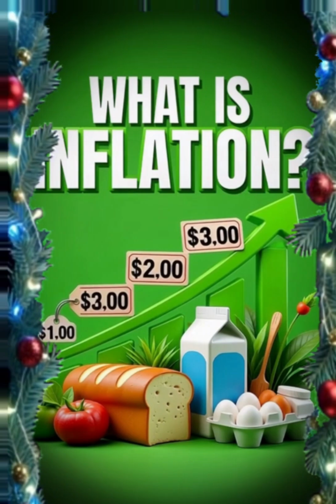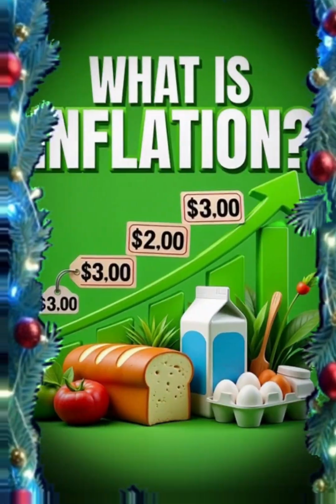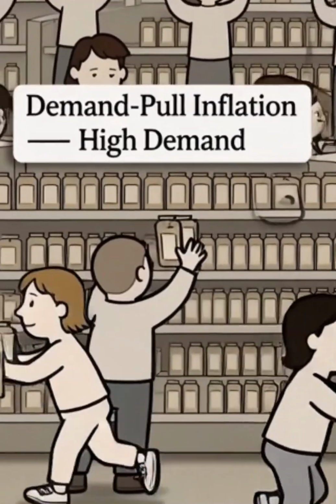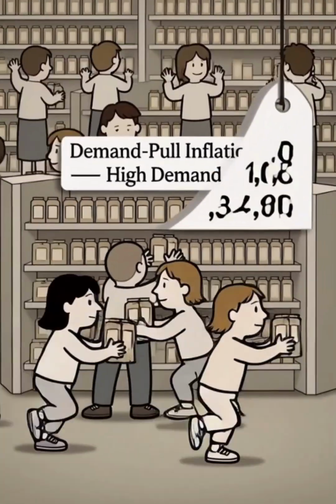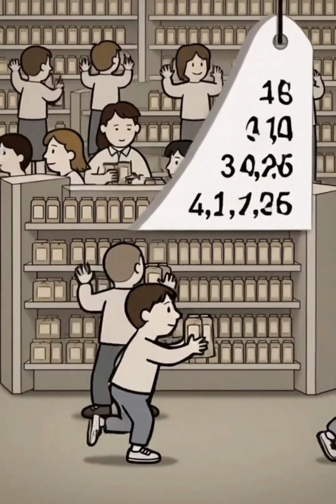Inflation is when prices rise over time. But why does it happen? Here's a basic explanation. Demand pull: too many people want to buy. Cost push: products become expensive to create. Money printing: with more money in circulation, value drops.